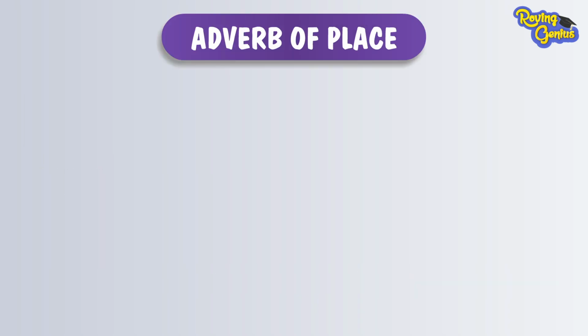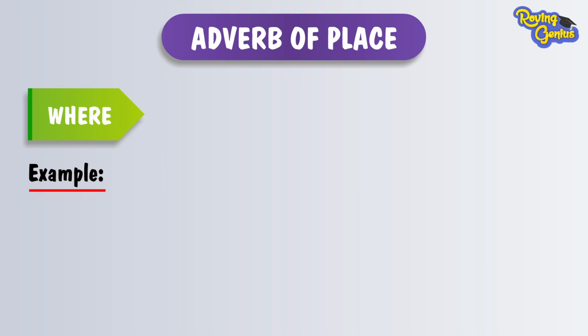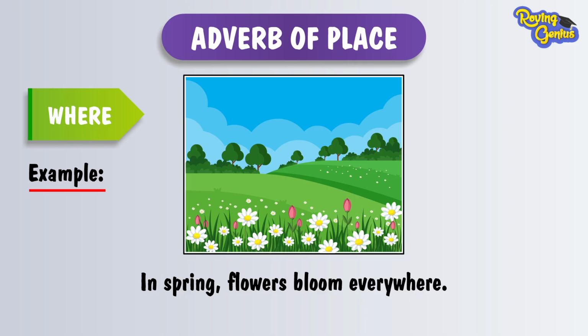Adverb of place tells where an action occurs. For example, in spring, flowers bloom everywhere. Where do flowers bloom? Everywhere.